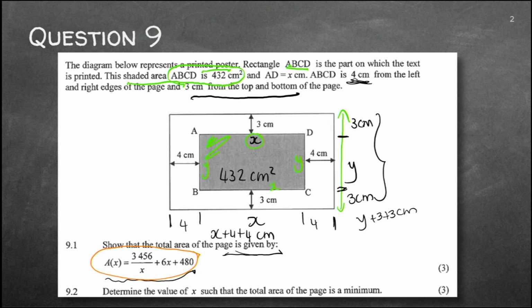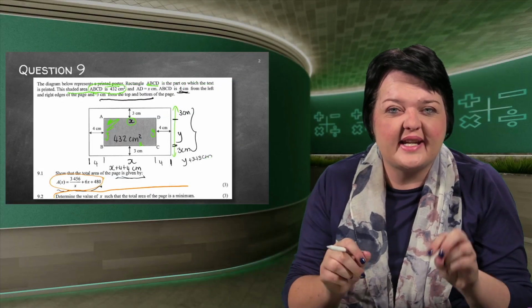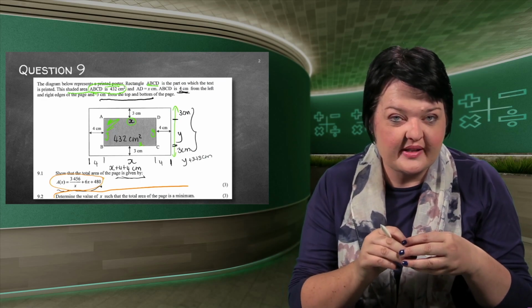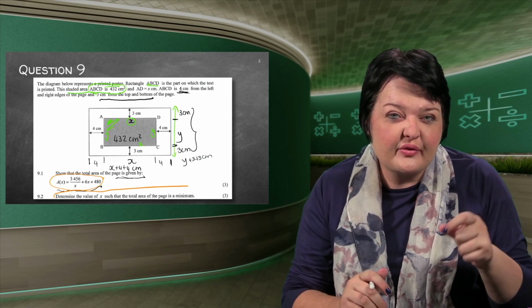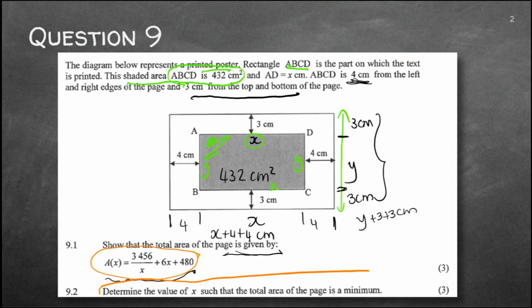And now for 3 marks, determine the value for x that the total area is a minimum. So remember, if you hear the word minimum or maximum, I want you to get the turning point, the x value of the turning point. So what do we know? The first derivative will be equal to 0. And that's the property we'll use.